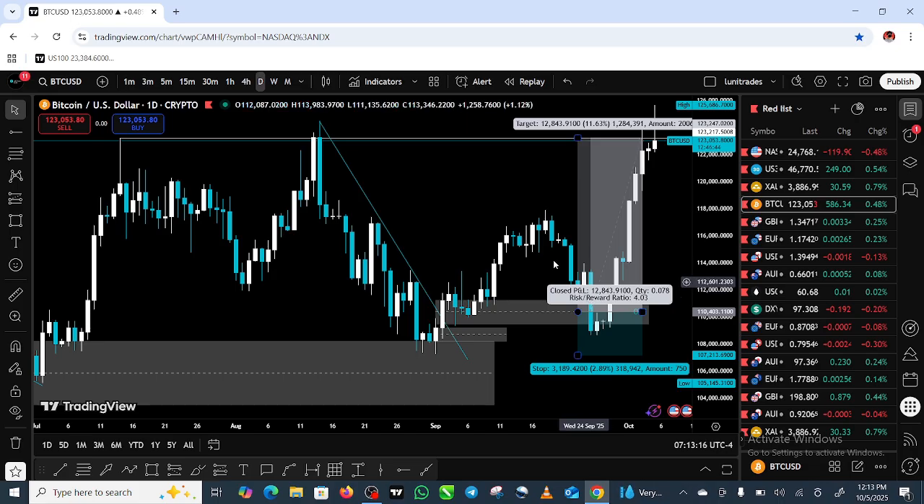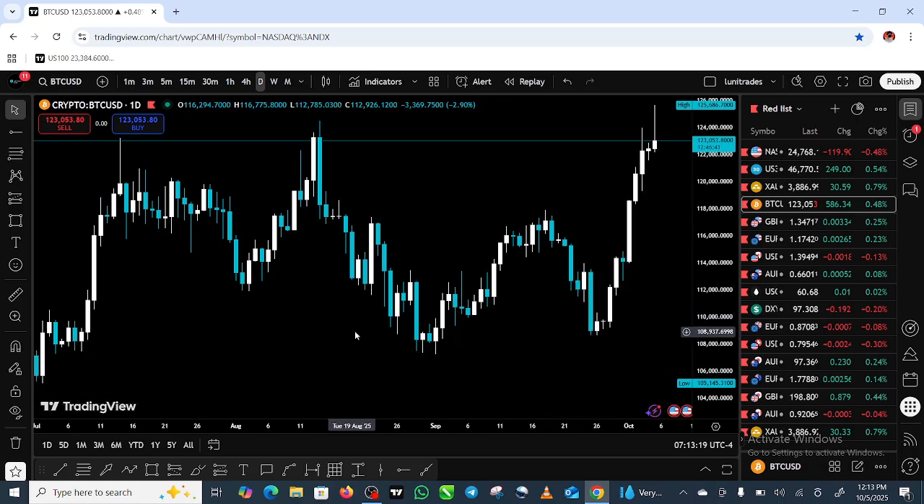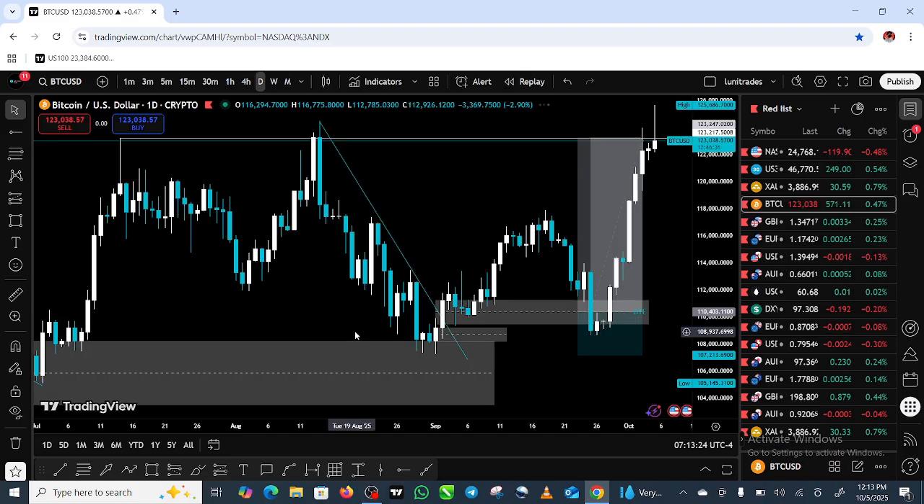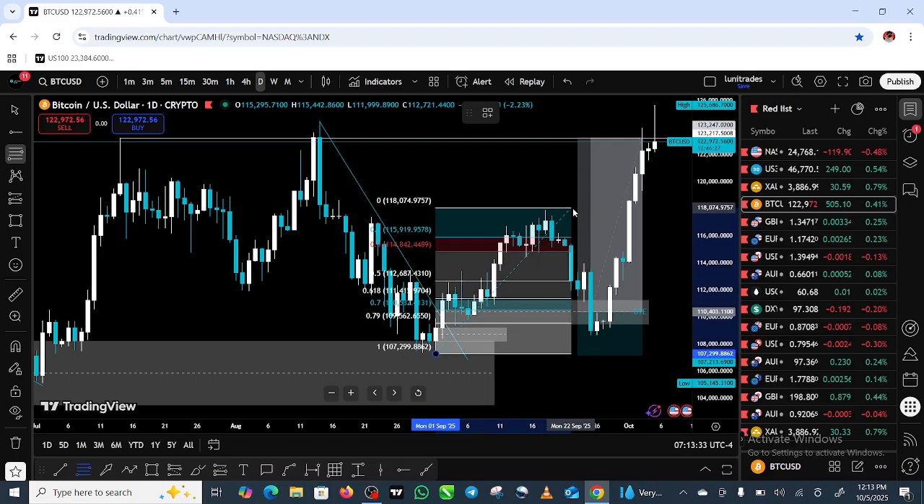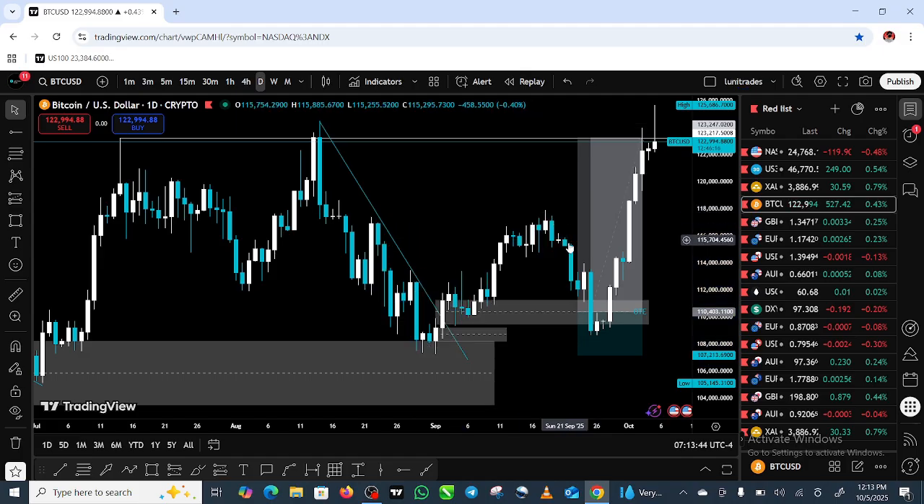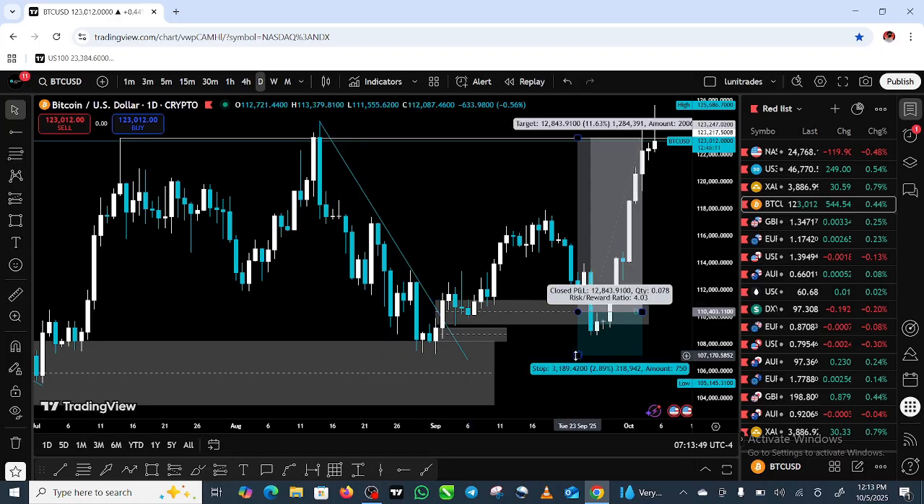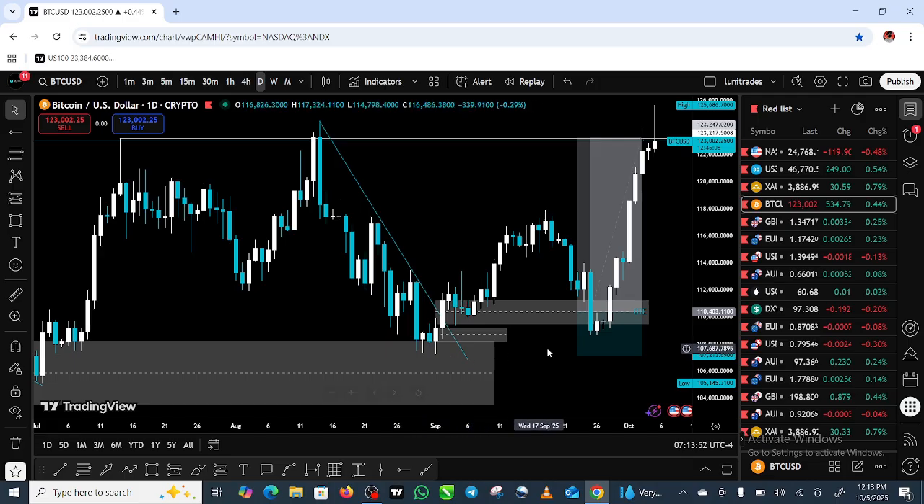Then after it dropped down, I had to get my OTE tool again and anchor it from here to the top, and that's how I got this OTE. Putting my stop loss below here, then when the market dropped down and put me in, I entered at the consequent encroachment. My stop loss was below the low there, then I targeted the high.